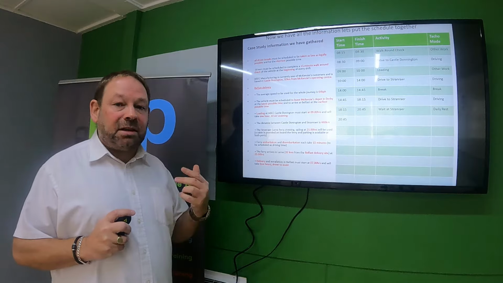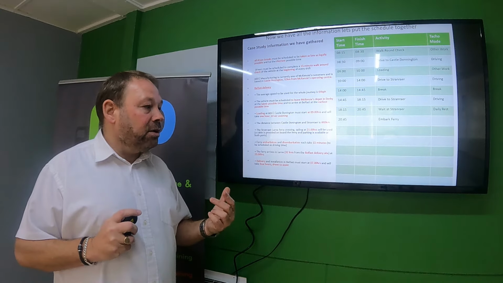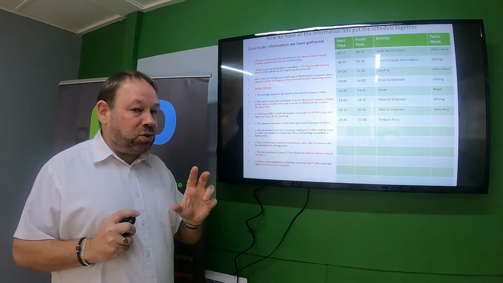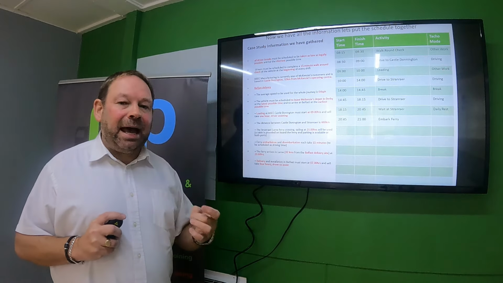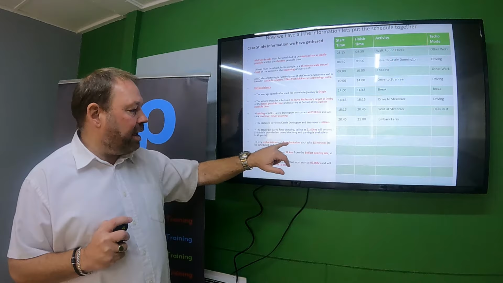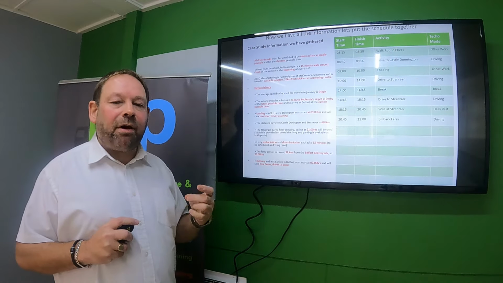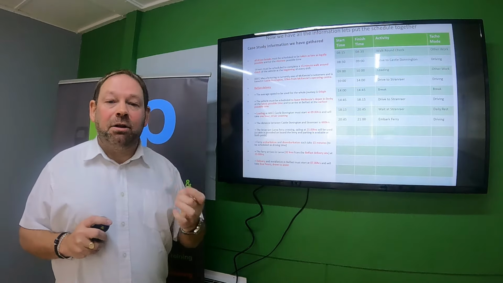So the next line is going to be 20:45, embark the ferry, 15 minutes, remember, to 2100. And our tacho mode, it has told us here to be scheduled as driving time. So 2045 to 2100, embark the ferry, driving time.